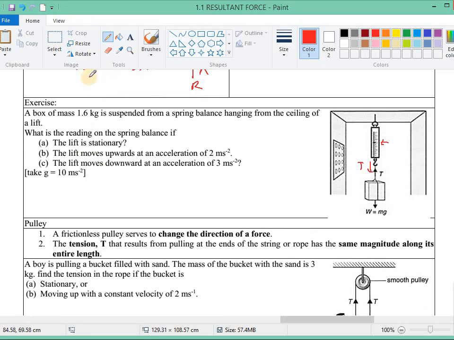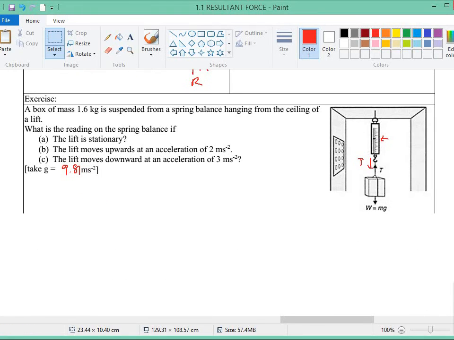Okay, a little bit of correction. This question says take g equal 10 meter per second per second. Change this into 9.81 meter per second per second. Okay, let's discuss.